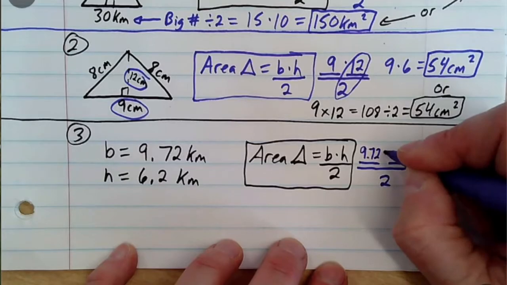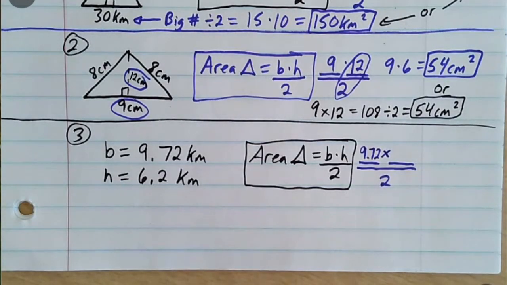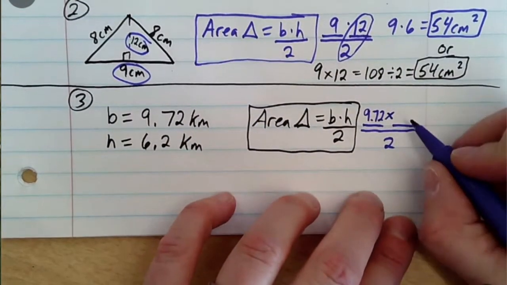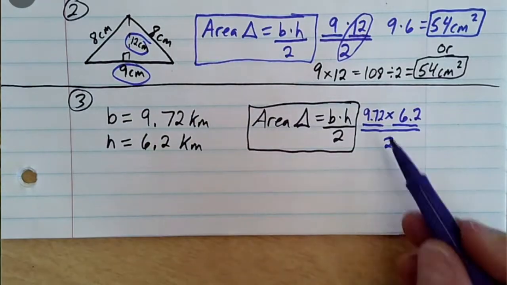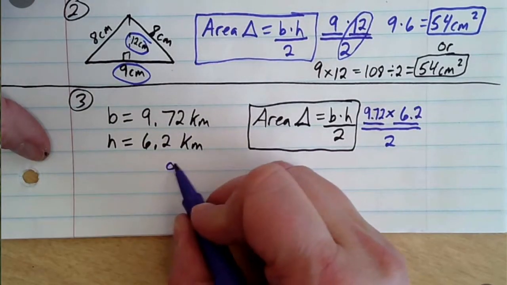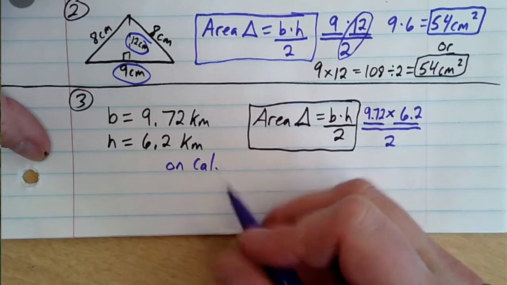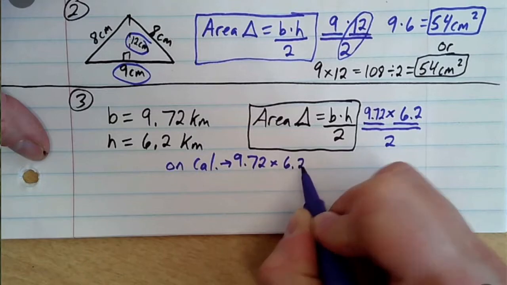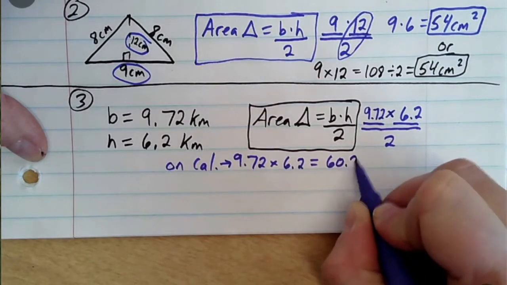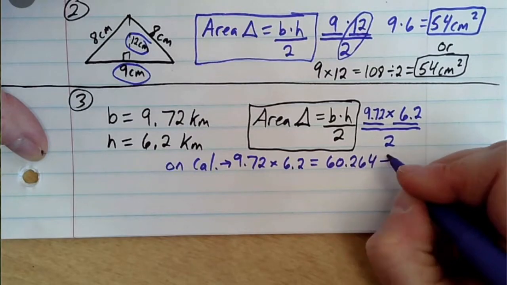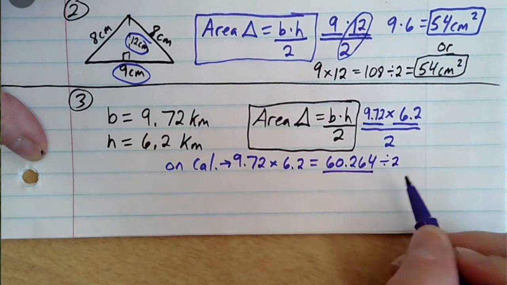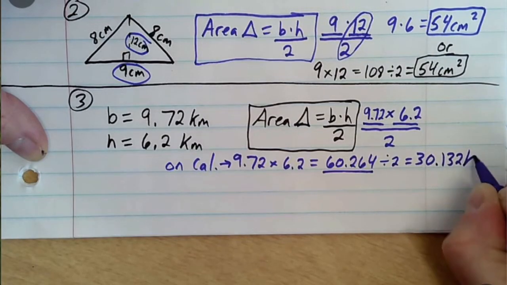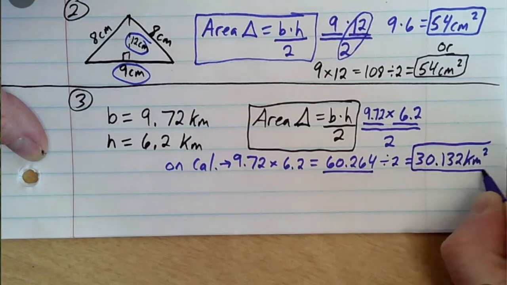9.72. And maybe you want to make this an X for times since we're using a decimal, so that way your decimal doesn't get confused with the dot. So you take that times 6.2. And on my calculator, when I put in 9.72 times 6.2, I get 60.264. Don't forget you have to divide by 2 here. Take this answer, divide by 2, and that equals 30.132 kilometers squared. You always label your area squared.